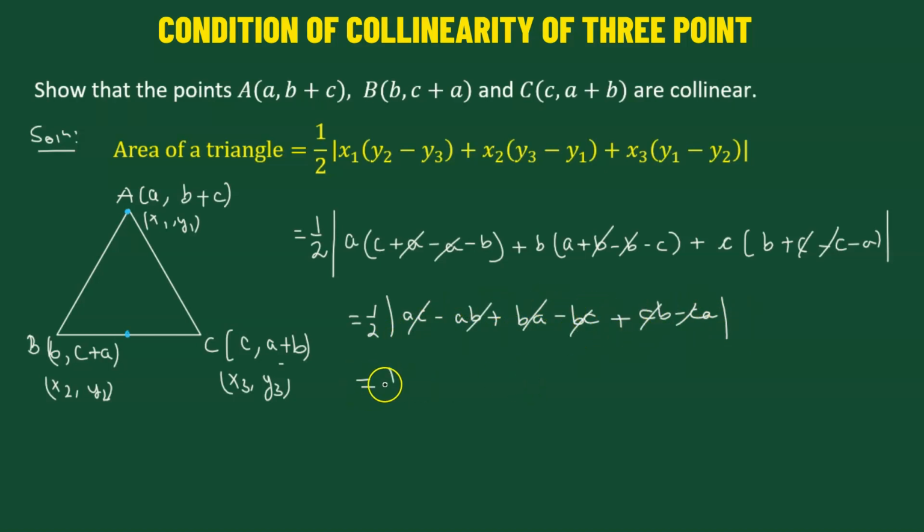Now we'll see that ac and negative ca, negative ab and positive ab, negative bc and positive cb, that's going to cancel out. So we're left with half multiplied to 0. So this is giving us a 0 value. So indeed, the points A, B and C are collinear in nature.